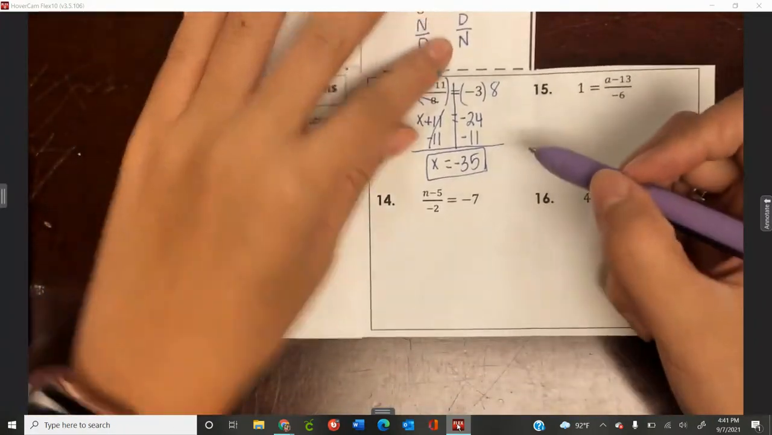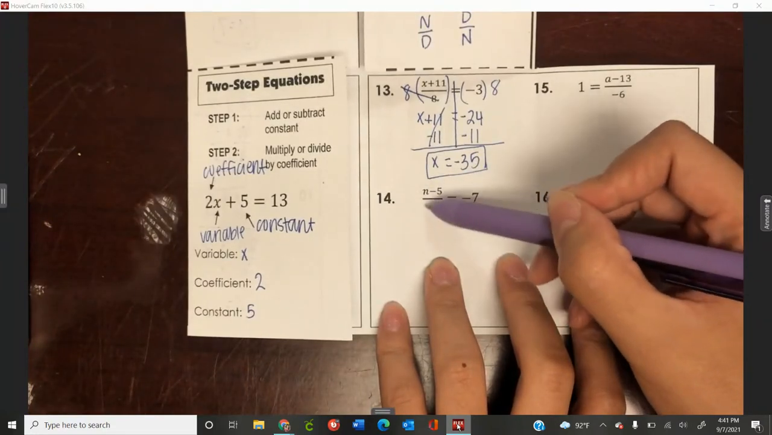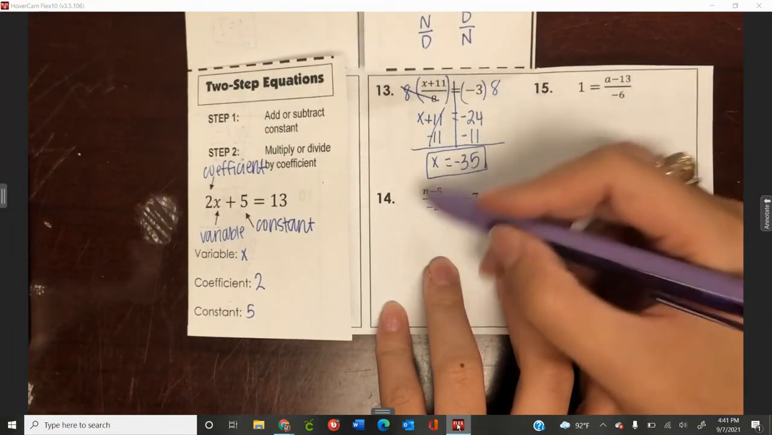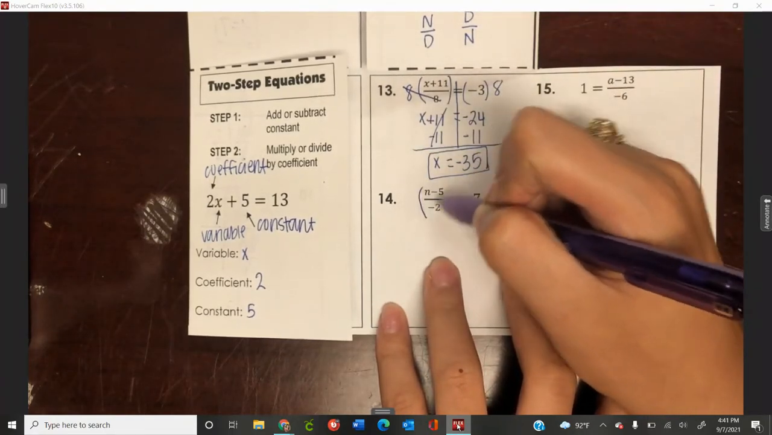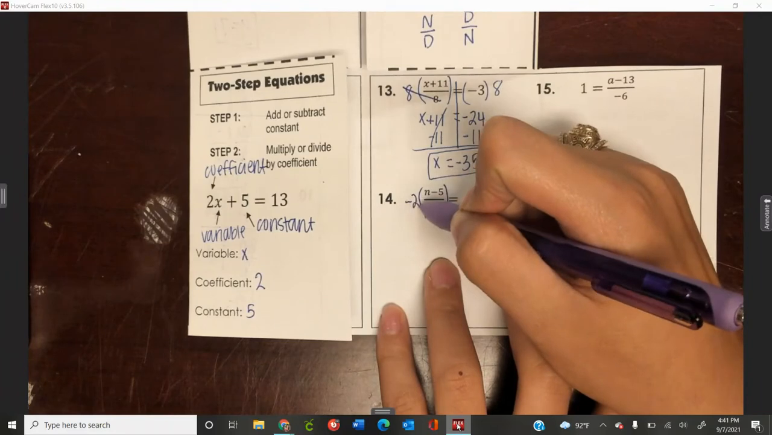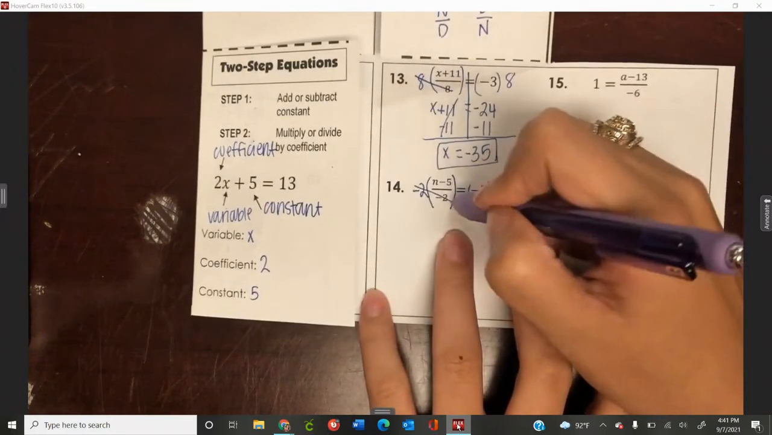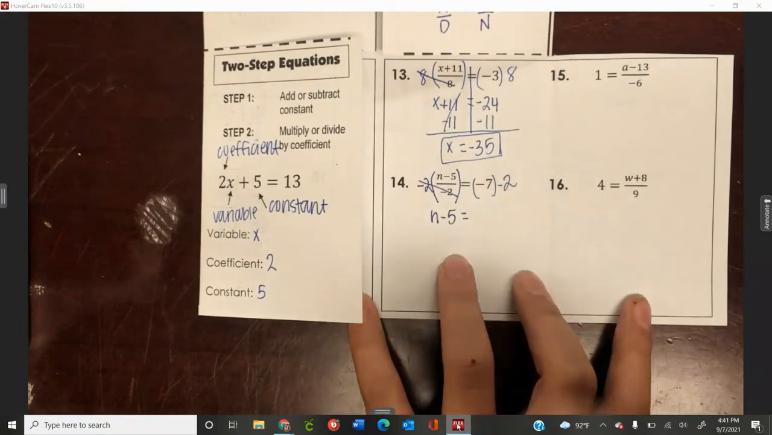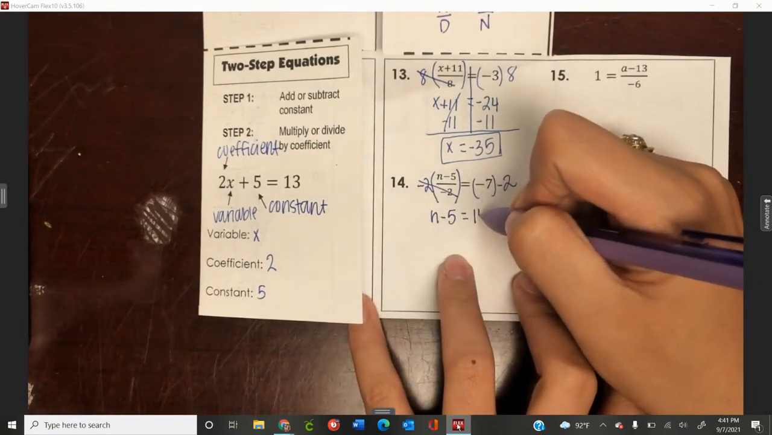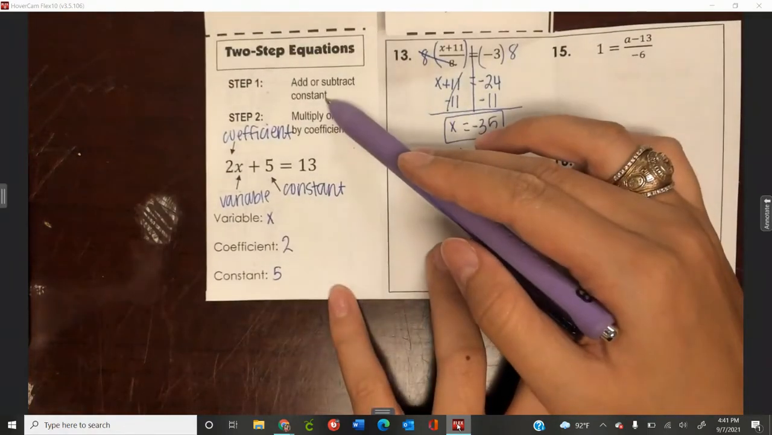Okay, next we have 14. So again, before I can move anything over, I have to take care of this fraction because everything is over that fraction. So I'm going to multiply by the denominator on both sides. This cancels out. I'm left with n minus 5 equals negative 7 times a negative 2, which is a positive 14.